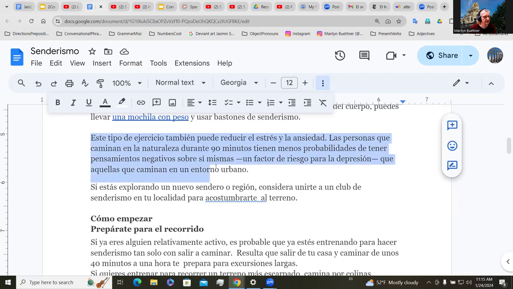Okay. Bueno, dos frases más. Es todo el párrafo. Whole paragraph. Un voluntario. Somebody want to read this? ¿Alguien quiere leer? Sí, Marcos, bien.